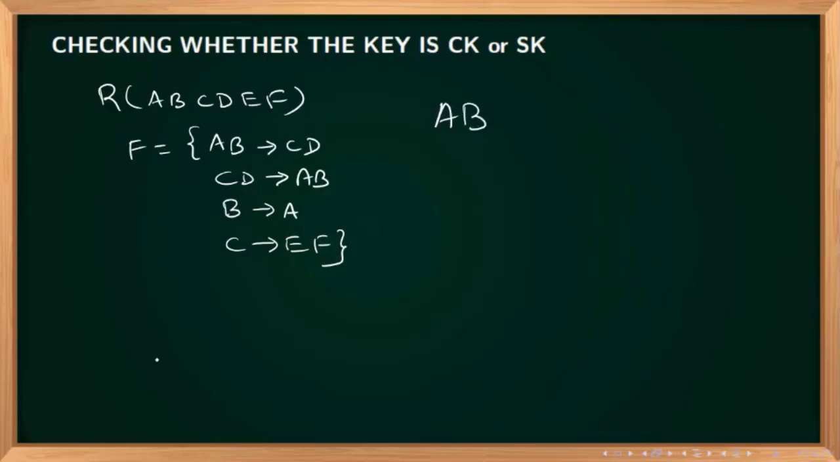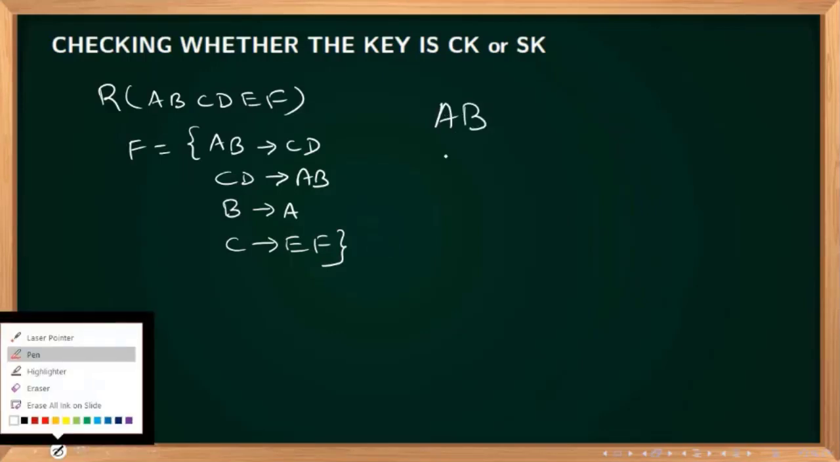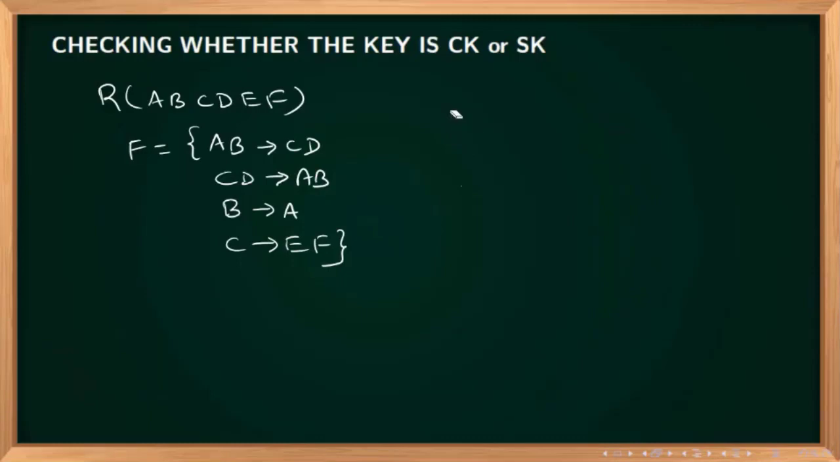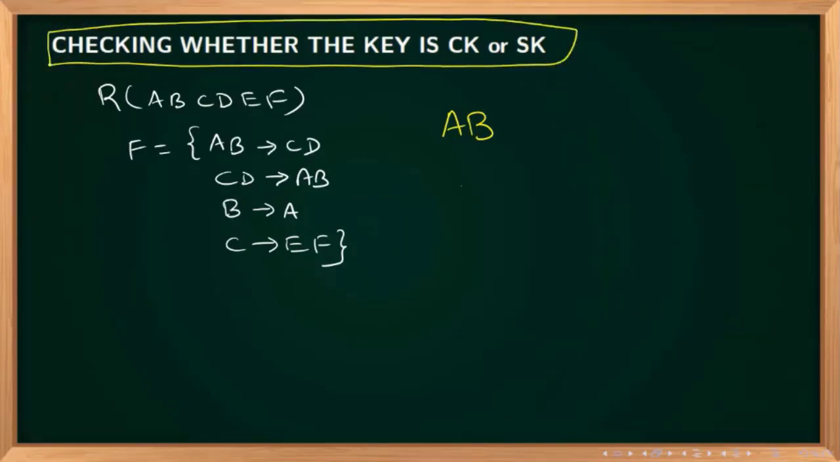AB is given. I'm giving you AB, and they are asking a question: check whether this AB is a candidate key or super key. Straightforward, we can do that. What is our approach? First of all, the question is to check whether the key is a candidate key or super key.